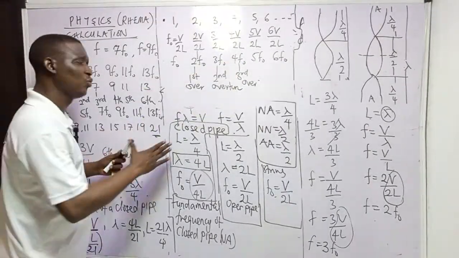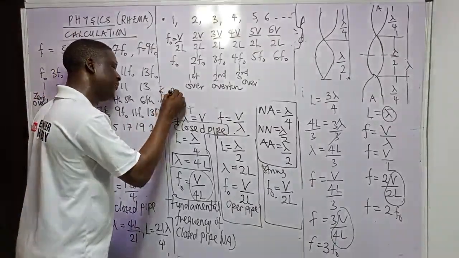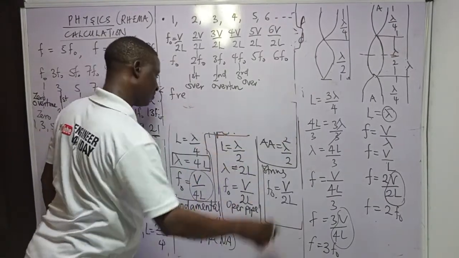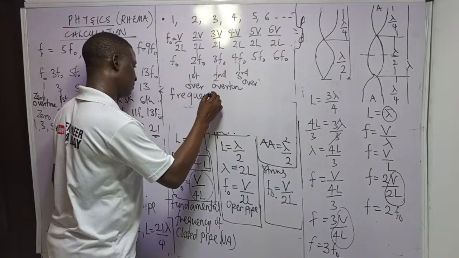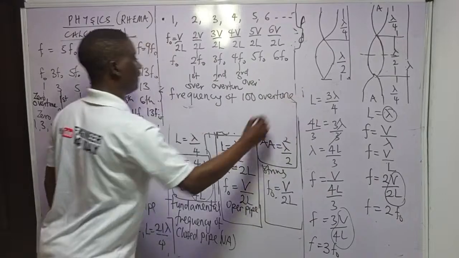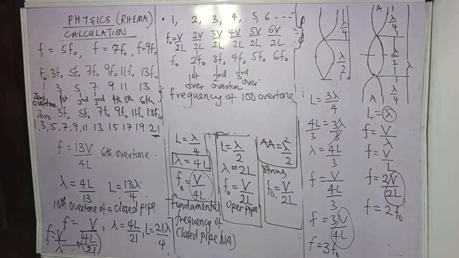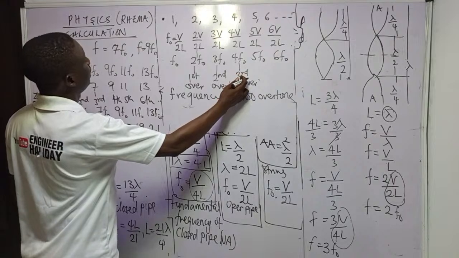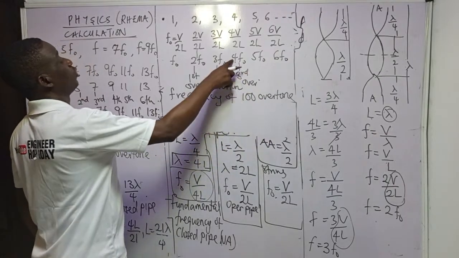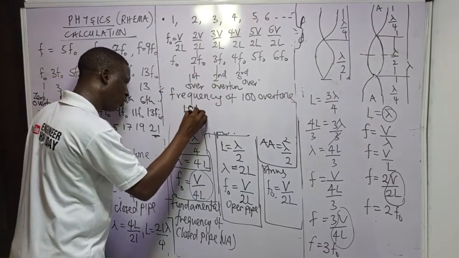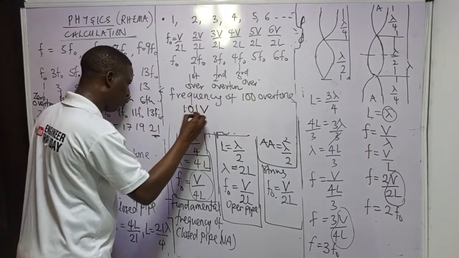So if I now ask you, what is the frequency of 100 over 2? The frequency of 100 over 2 will not be 200 over 2. When it was third over 2, here was 4. When it was second over 2, here was 3. So 100 over 2 will not be that, it will be 101 V over 2L.